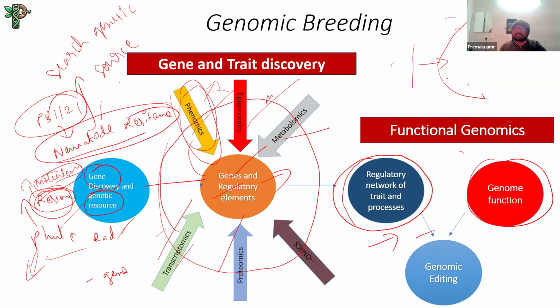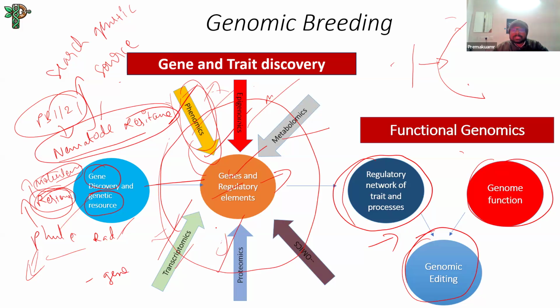If you have perfect information, then we can edit that gene, we can improve that gene, or we can knock down that gene, or overexpress that gene based on your requirement. This is how genomic breeding will look. Along with your conventional breeding, we will understand the systems biology of the plant by integrating the use of phenomics, epigenomics, transcriptomics, and proteomics. We will discuss this in the coming classes.